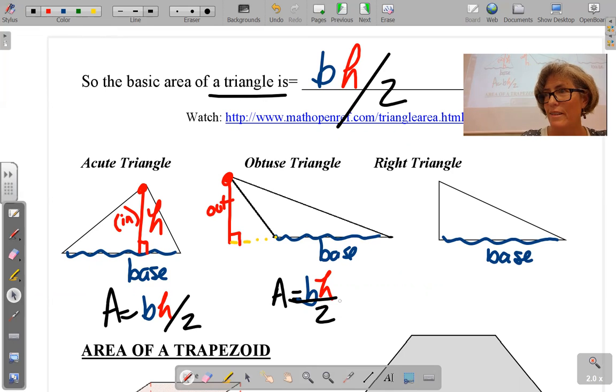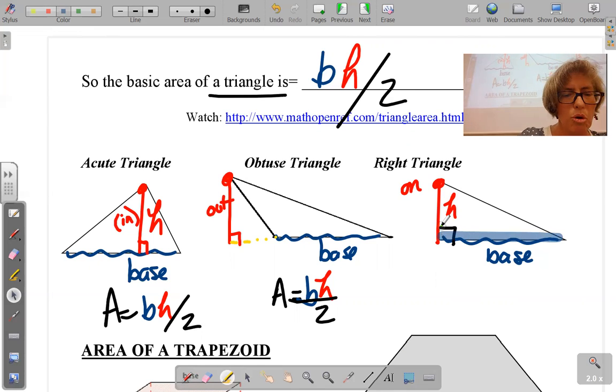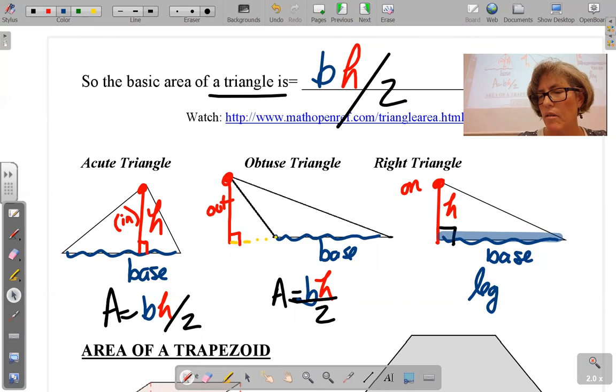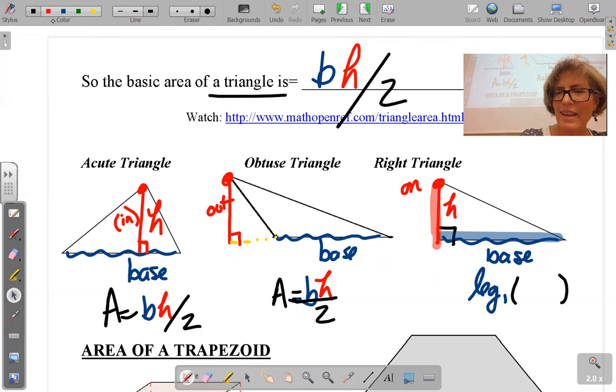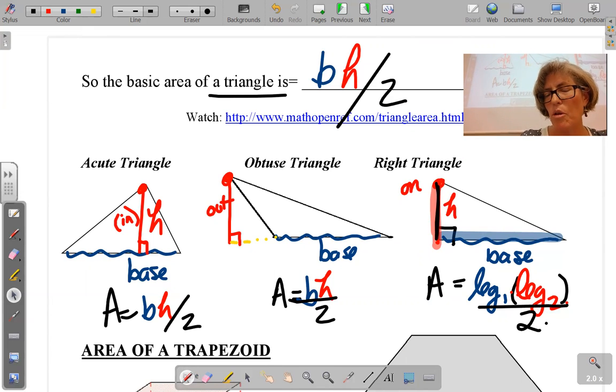You still okay? Yeah. In a right triangle, if I put my pencil here and I go straight down, do you see that my height is actually on? Yeah. It's on. So the equation we use for a right triangle, instead of calling this a base, we're just going to use the term leg, because that's a leg in a right triangle. And this is also a leg. So for a right triangle, we do one leg times the other leg over 2.